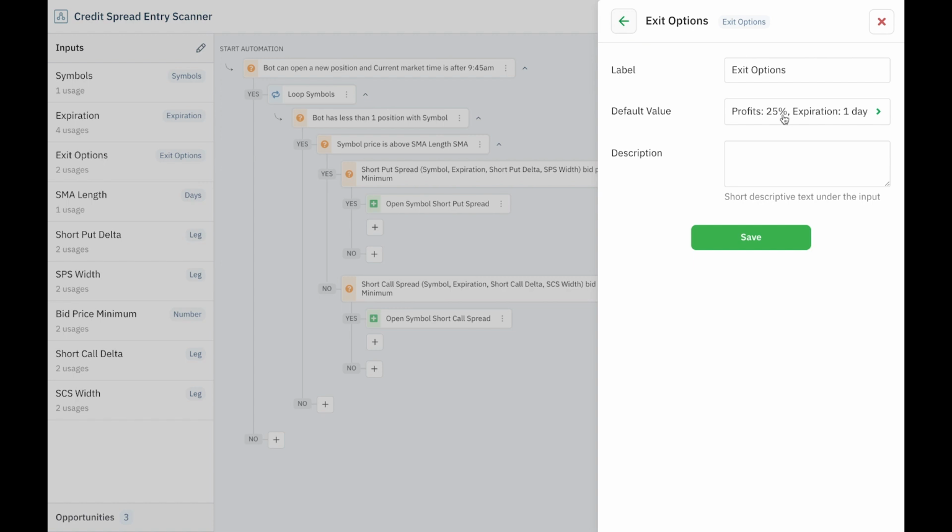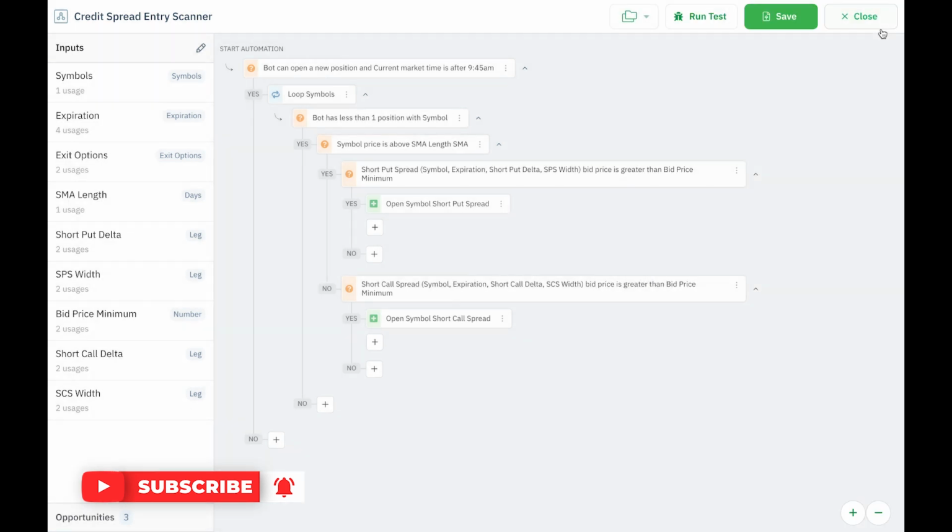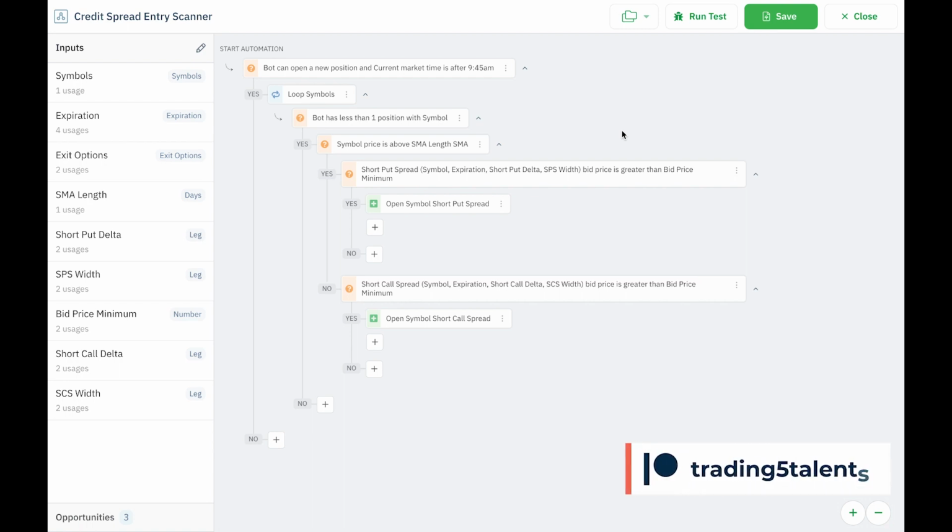With the exit options, I'm just looking for 25% of the credit or within 1 day of expiration. So these are pretty short dated credit spreads. I'm only looking for a little bit of profit. And so I can just get out of the trade immediately. Now, once I'm out of the trade, then the next time this automation runs, which runs every 15 minutes, it's going to open the next trade.